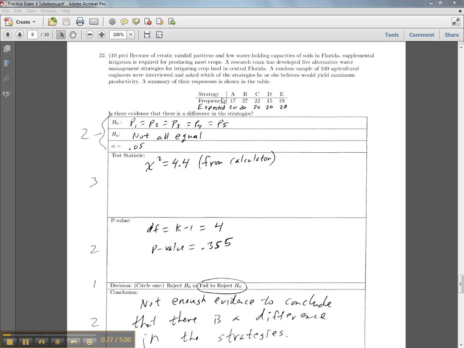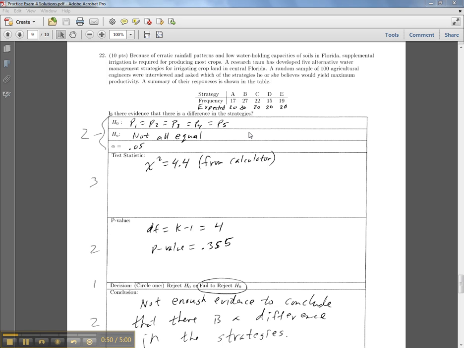Alright, so this is the table. This is the summary of the response. Notice that this very top tells us the strategies. So they divided each strategy and called it strategy A, strategy B, C, D, and E. And the frequency refers to the number of people, of the 100 agricultural engineers. 17 decided they want strategy A, 27 decided they want strategy B, and so forth.